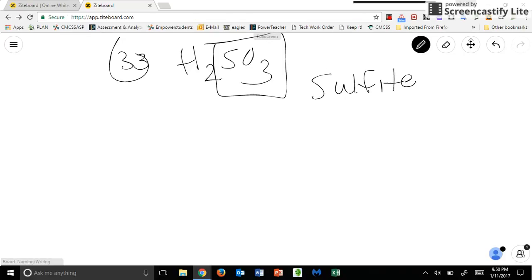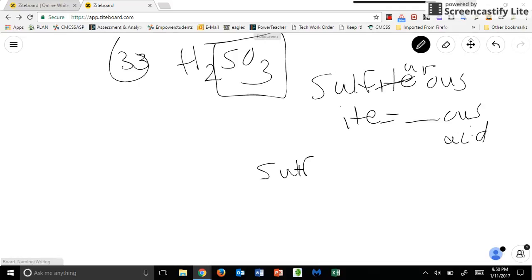And if you remember, the rule is if it ends in ITE, change it to OUS if it's an acid. So sulfite becomes, you add OUS. Now, whenever you have sulfur with something, you have to add a UR. Whenever you're dealing with phosphorus, you're going to add an OR. So this would actually be sulfurous acid. Sorry about the handwriting. Sulfurous acid.